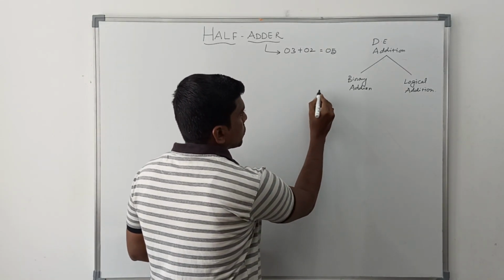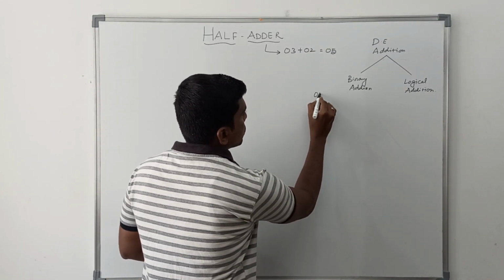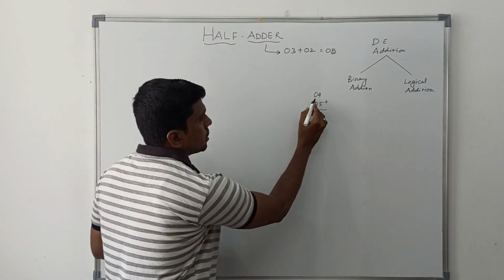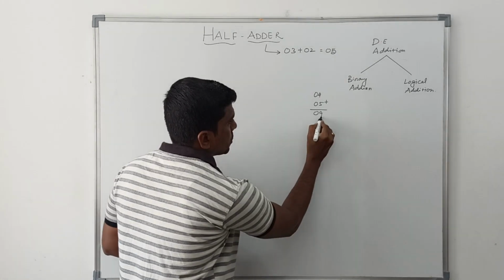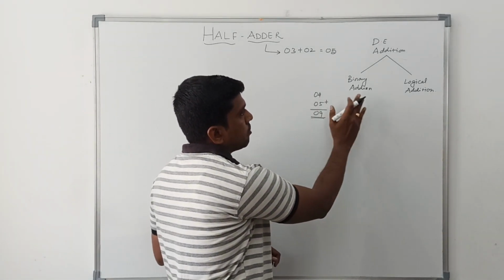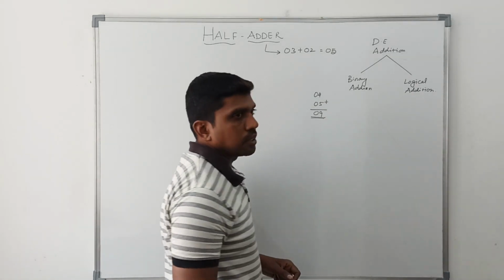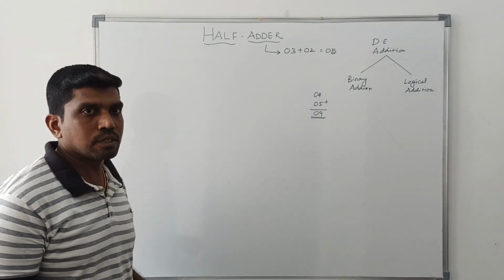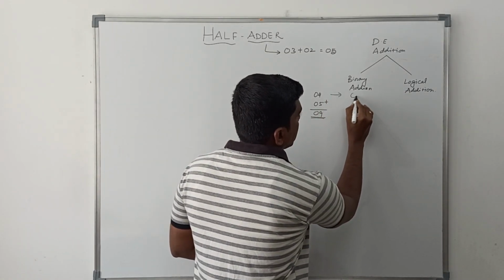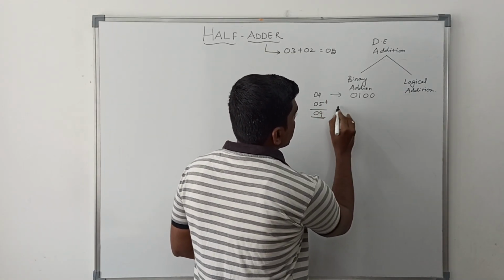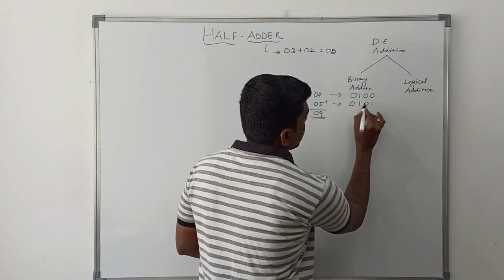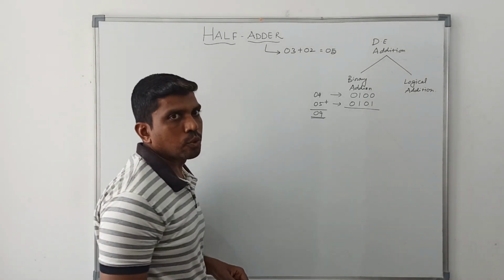So let me consider two decimal numbers 04 and 05. Just add these two numbers: 04 plus 05 is 09. So 09 is the result. The same numbers I add with binary addition and logical addition, and I am just comparing the results. So 04's equivalent binary number is 0100, and 05's equivalent binary number is 0101. Just add these two numbers.